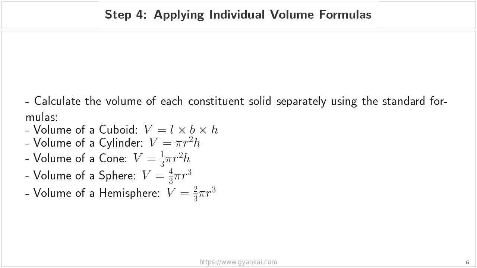And if you have a hemisphere, which is just half of a sphere, the formula is 2/3 pi times the radius cubed. Keep these formulas handy, because in the next step, we will be bringing all these individual results together to find our final answer.